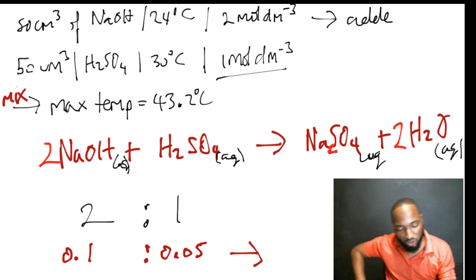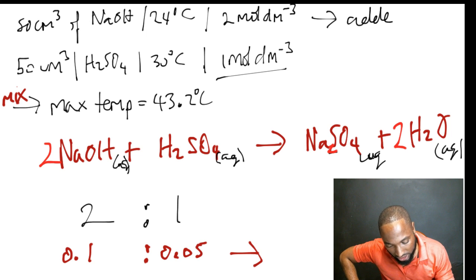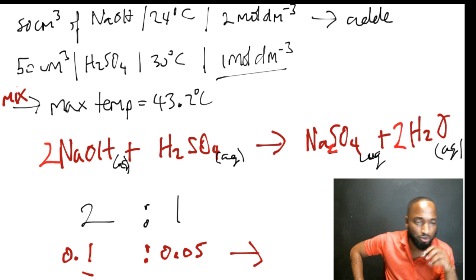Oh, we need to get how many moles of water. So this is 1. It had to be equal to the same amount. So it will be 0.1 mole of water. You see how I get this 0.1 mole of water?